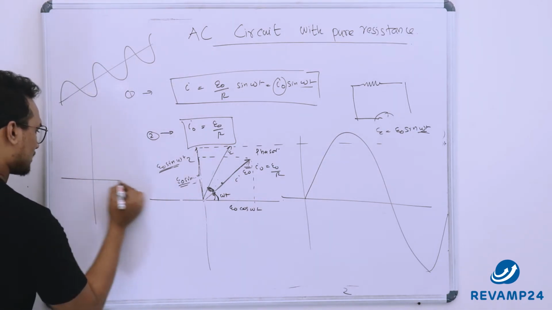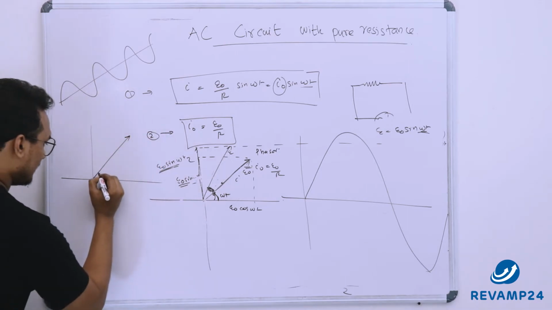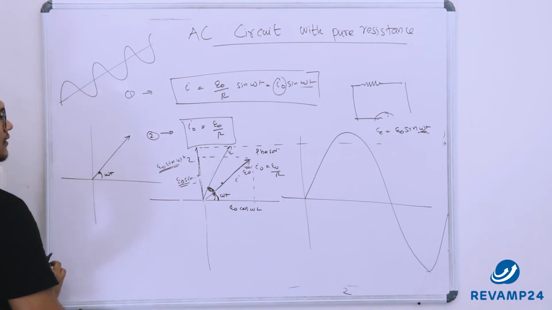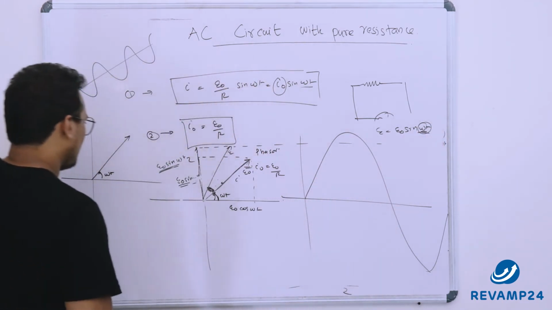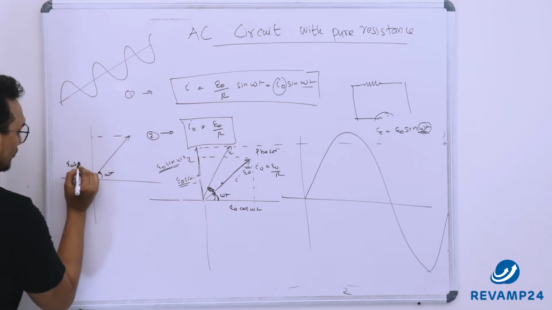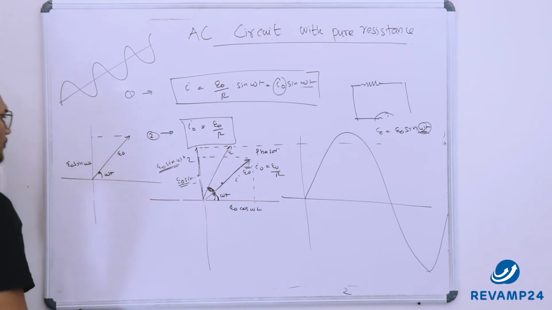I should draw an XY axis, and this is EMF, and EMF is making an angle of omega t with respect to the x-axis. How do we know this? Because I know the angle is omega t, and its projection on the y-axis will be E0 sin omega t. This is only possible when this length is equal to E0.